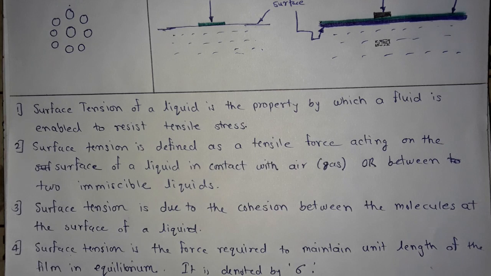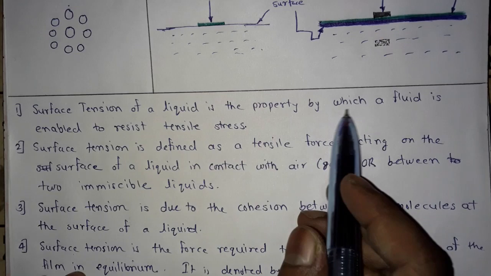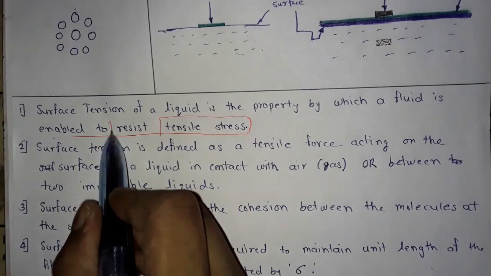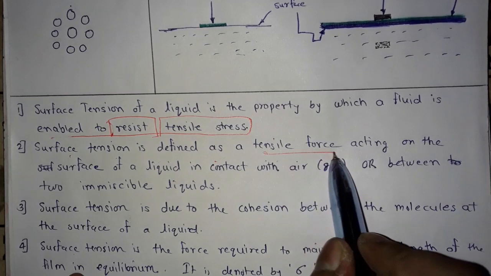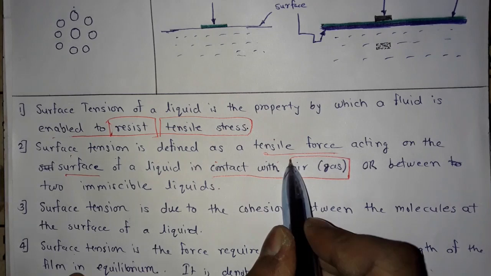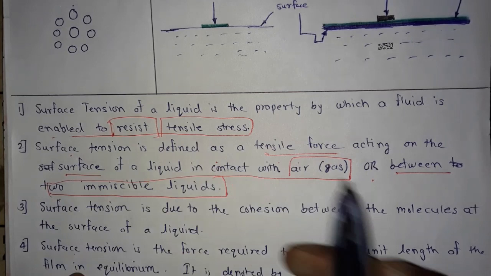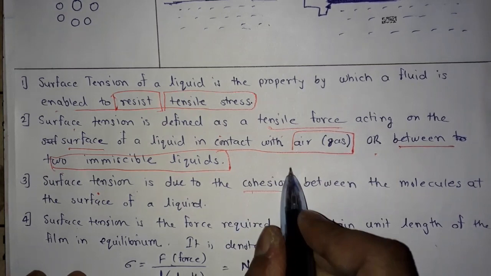Here friends, surface tension of a liquid is the property by which fluid is enabled to resist tensile stress. Second, surface tension is defined as tensile force acting on the surface of the liquid in contact with air or gas or between two immiscible liquids. And friends, surface tension is due to the cohesion between the molecules at the surface of the liquid.